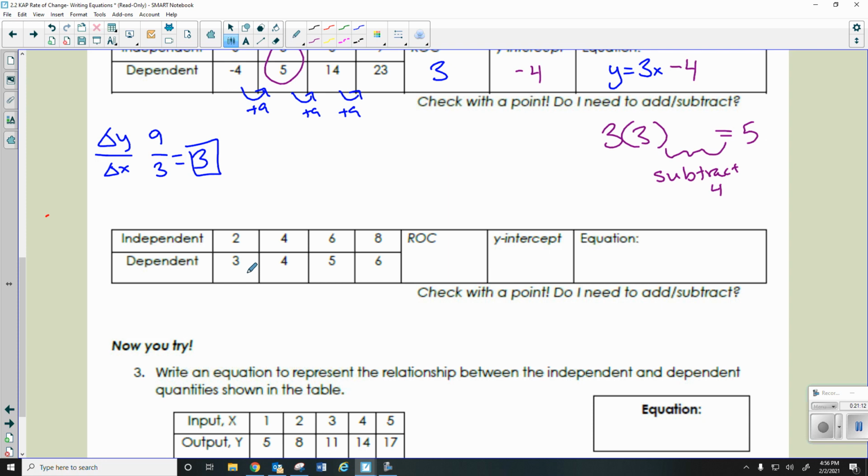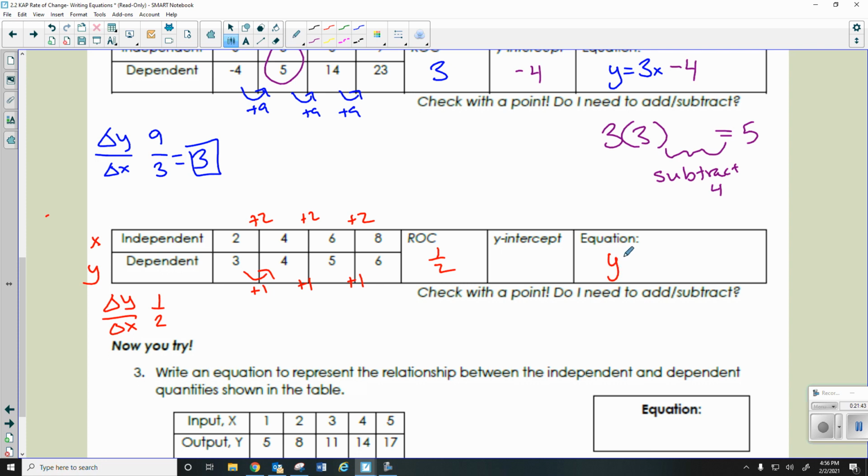Okay, rate of change, that's increasing by 1 plus 1 plus 1. This is increasing by 2. When I find the rate of change, the change in y over the change in x, now be careful, again, independent input is x, dependent is my y. The change in y was 1, the change in x was 2. Rate of change is half.